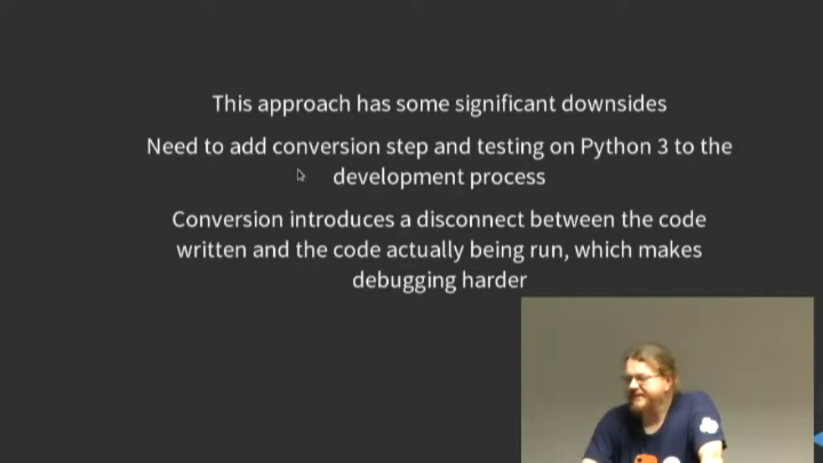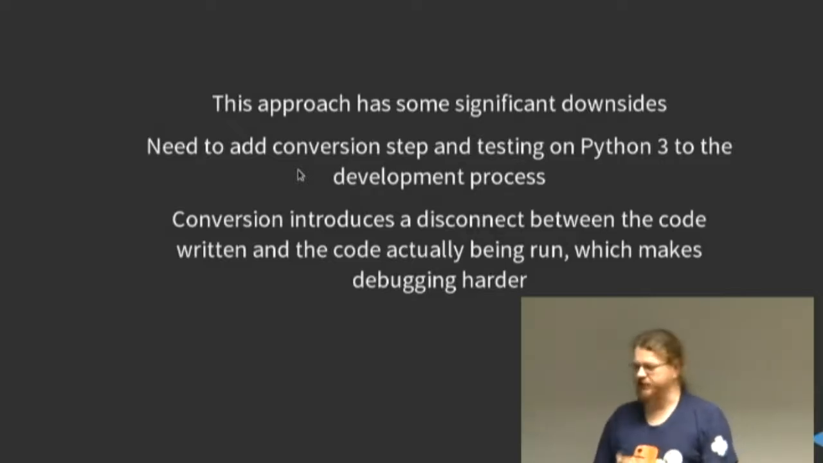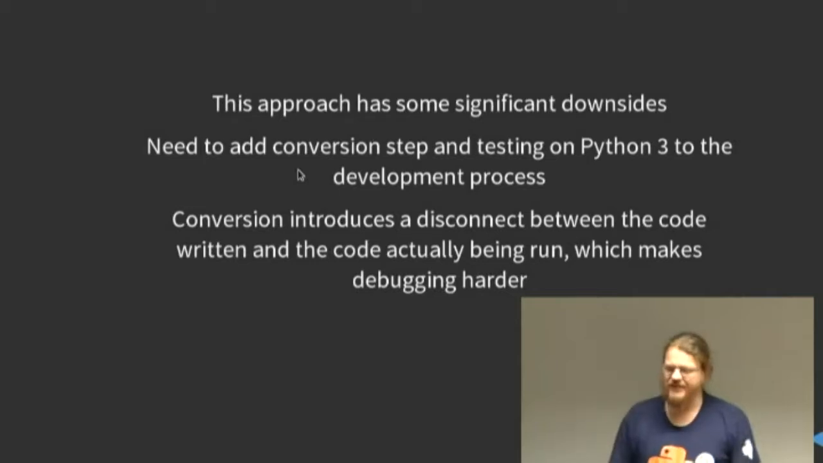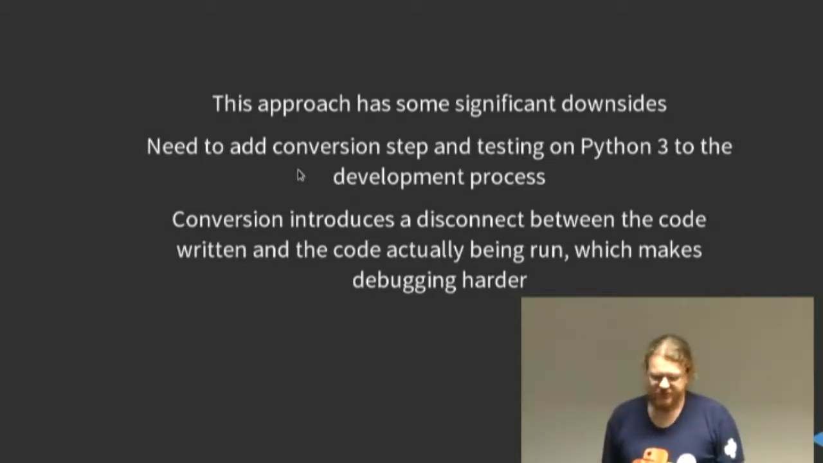It also introduces a disconnect between the code you're writing and the code that is actually being run. This is a pain when you're trying to work out why the code isn't working on Python 3, because the code that's actually being run doesn't look like the code you're writing, and now you have to go and spend an hour, 2 or 3 hours reading through the appropriate 2to3 fixes to work out what on earth is going on.